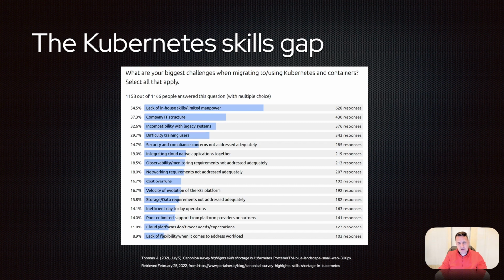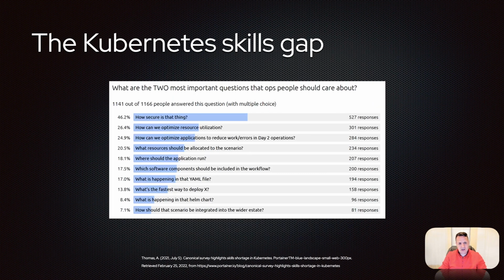Just to reemphasize what I said in the intro, there is a large skills gap in the Kubernetes arena right now. And one of the biggest concerns in the container adoption journey is the lack of in-house skills and limited IT resources that a lot of companies are facing right now. Additionally, two of the most important questions that ops people should really care about are how secure their current Kubernetes cluster is, and can you make the most of those resources to scale resources up and down on demand?